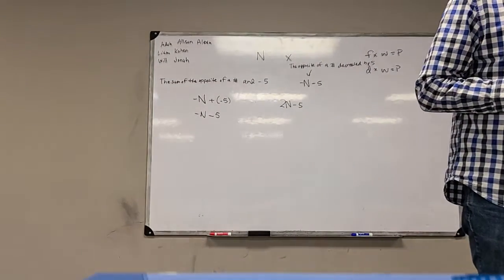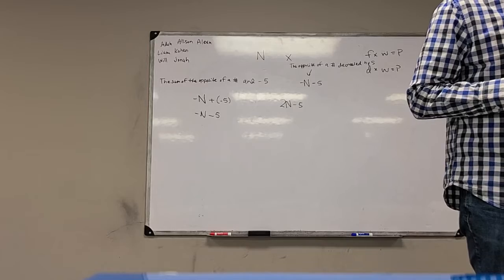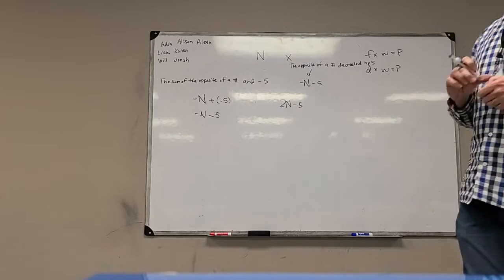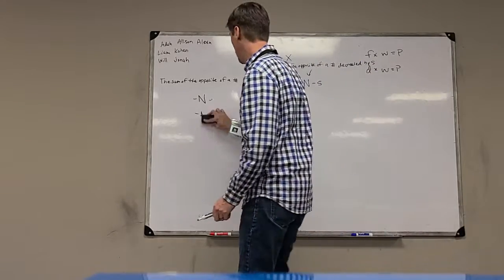Whew, here's a long one. Okay? 6 times the sum of twice the opposite of a number and negative 8. I don't even know what you just said.